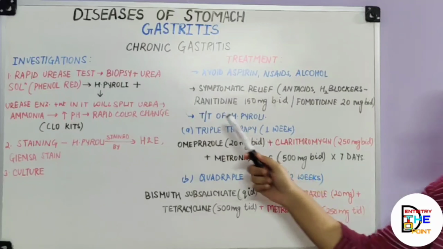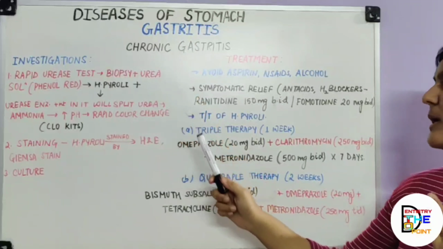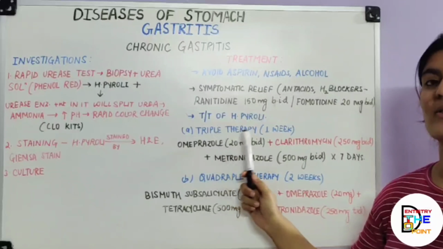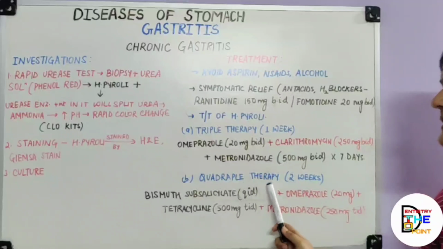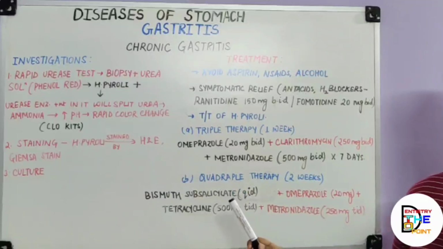And specifically for the treatment of H. pylori caused chronic gastritis, there are two things. One is a triple therapy or triple regimen, that is for 1 week, and another is a quadruple therapy, that is for 2 weeks. Triple therapy has 3 drugs, quadruple therapy has 4 drugs.